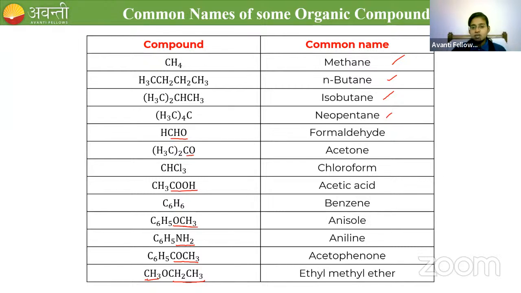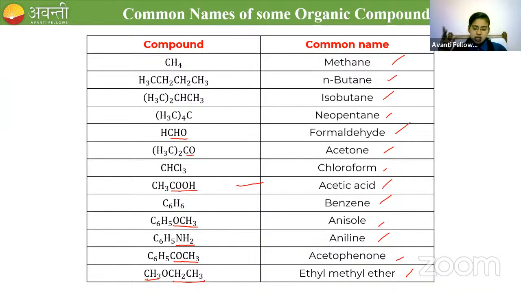If a compound has HCHO, it is called formaldehyde. HCHO-containing compounds are called formaldehyde. And here acetone. CHCl3 is chloroform. Acetic acid, CH3COOH, is present in vinegar, right? And C6H6, we all know it is benzene. Then anisole, aniline, acetophenone, ethyl methyl ether. So these are some examples and their common names. This is all about the common name.